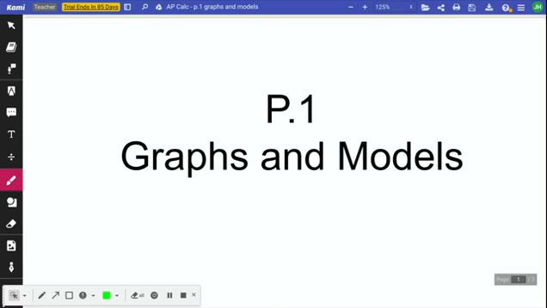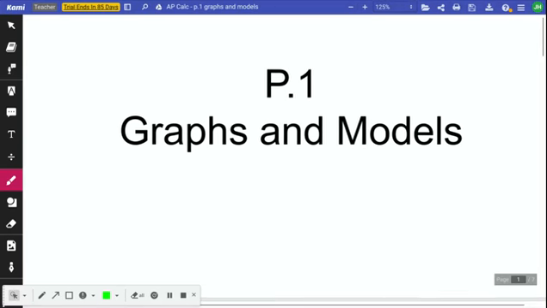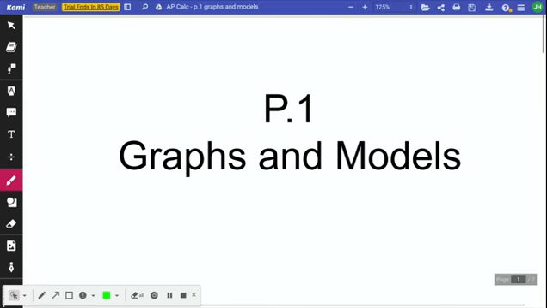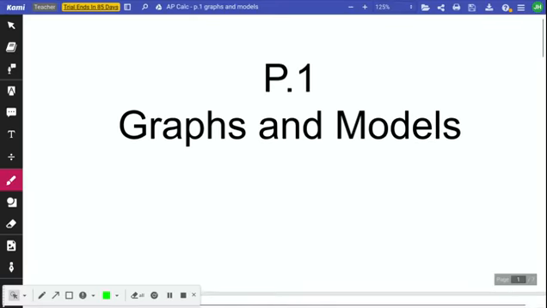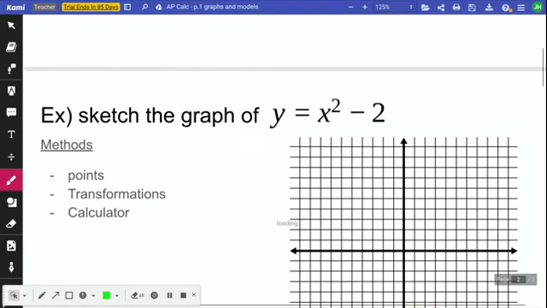So we're going to go ahead and start with our review chapter. It's called Chapter P, and it's a review of some of the things you would have done in pre-calc, Algebra 1, Algebra 2, geometry, just to refresh ourselves so that we can add to it as we go into calculus. Normally, this would be the stuff you would have done your summer assignment on, but obviously things have been odd. So we are doing P1, which is graphs and models. It'll start off pretty basic.